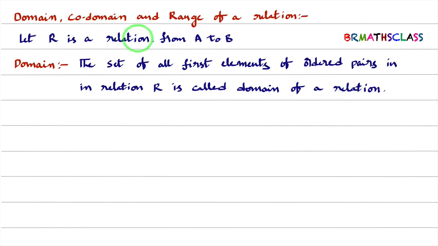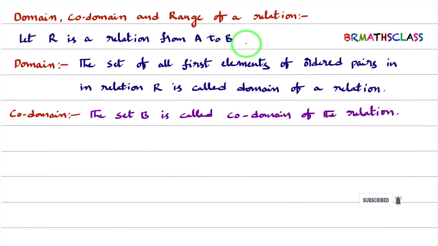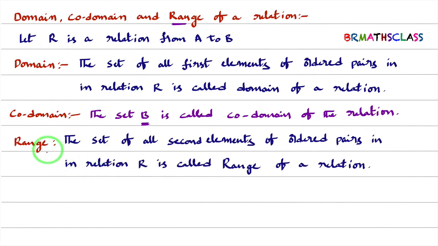What is the codomain of the relation? R is a relation from A to B. Then the set B, the whole set B, is called the codomain of the relation. We can understand this clearly with an example. First let me complete all the definitions. What is the next one? Range of a relation. The set of all second elements of ordered pairs in relation R is called the range of a relation. Now we'll get more clarity about domain, codomain, and range with an example.